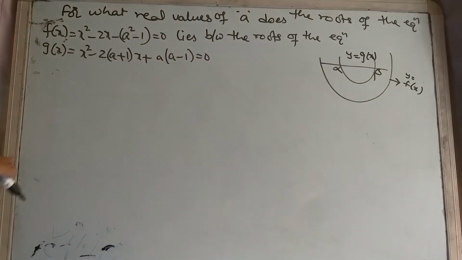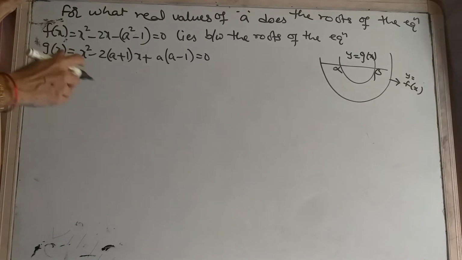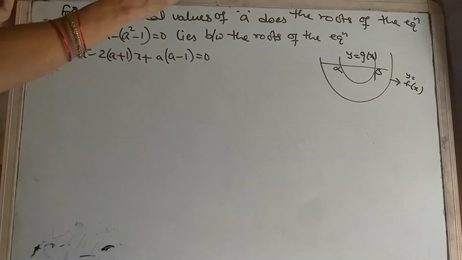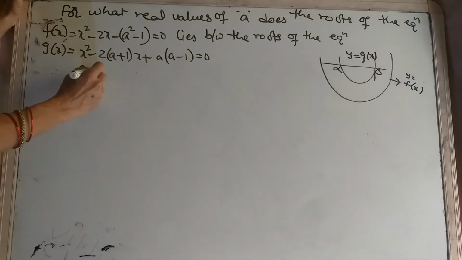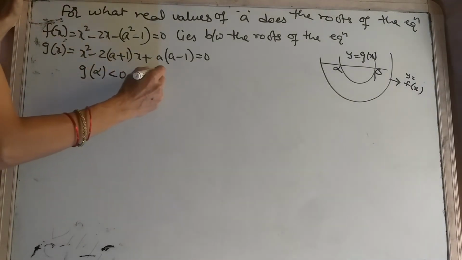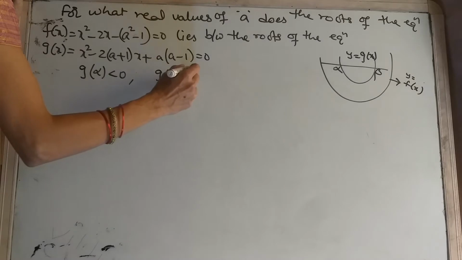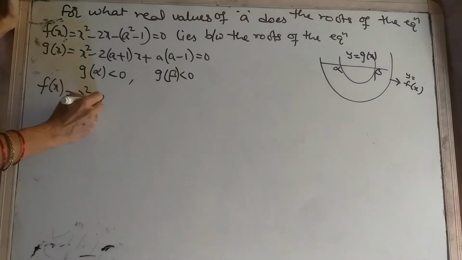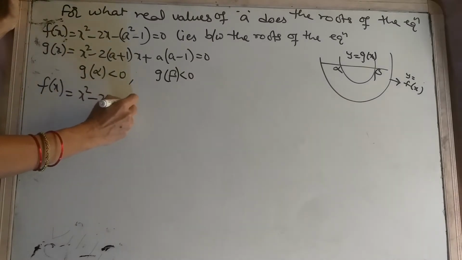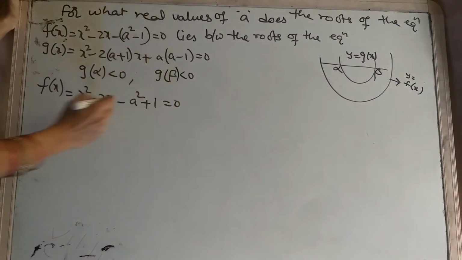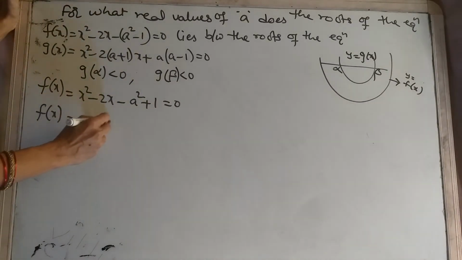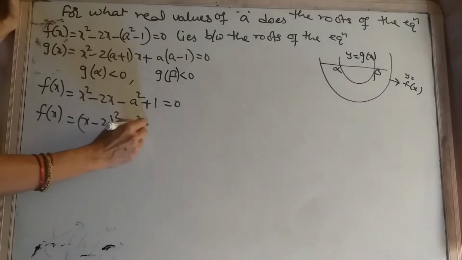So then alpha, beta, the roots of f of x, lie where g of x is negative. So that's why g of alpha less than 0 and g of beta less than 0. Okay, this is f of x: x square minus 2x minus a square plus 1 equal to 0, no? So then f of x is, using this, (x minus 1) whole square minus a square equal to 0.